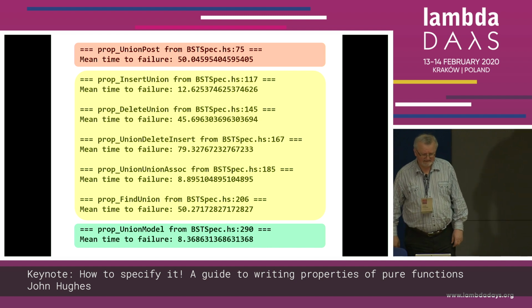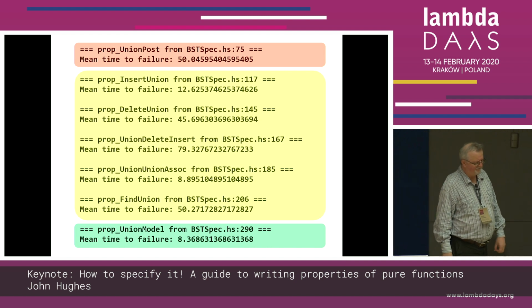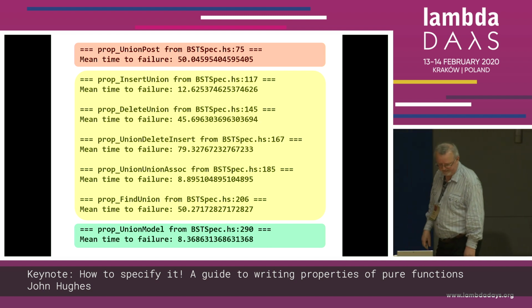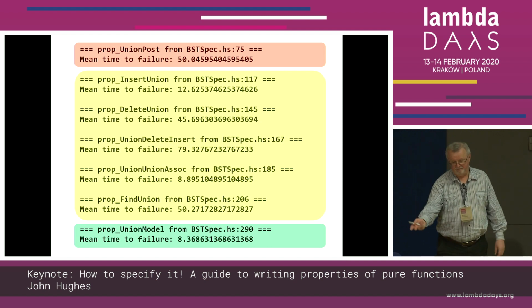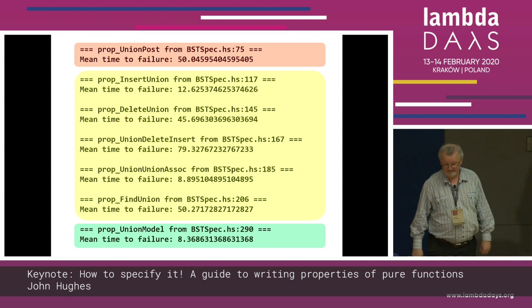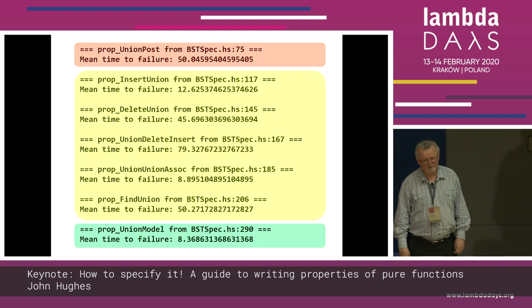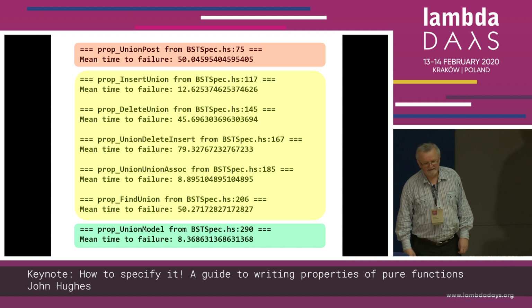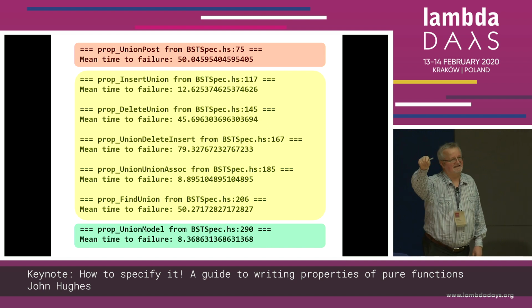So here's a slide that shows the results when I planted a particular bug in union, one of those 3 bugs. And up the top, we can see that the union postcondition finds it. The yellow part in the middle, those are metamorphic properties. They all find it too. And the green property at the bottom, that's the model-based property, which also finds the bug. But what I've also shown here is the mean time to failure of each property. So that postcondition at the top, on average, needs 50 tests to find this bug I planted.